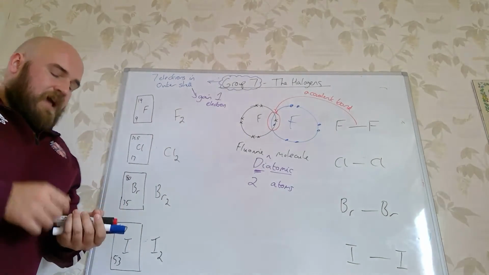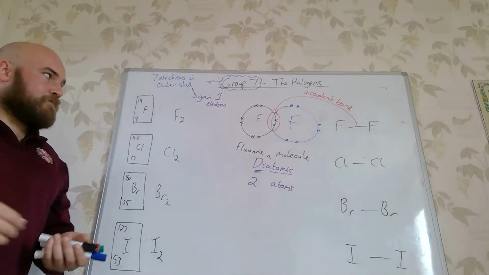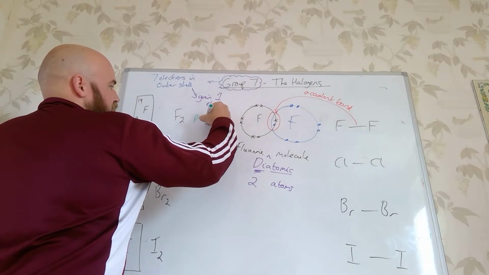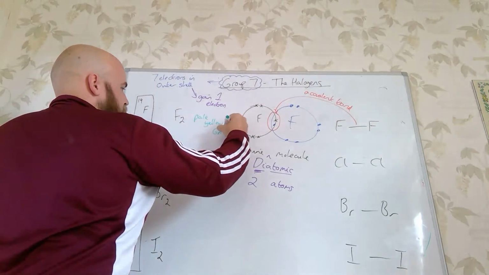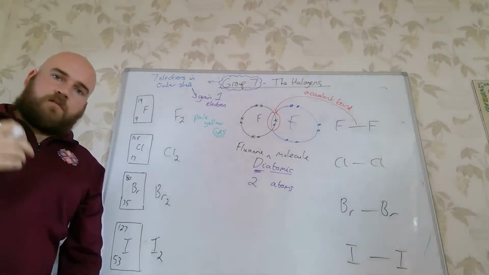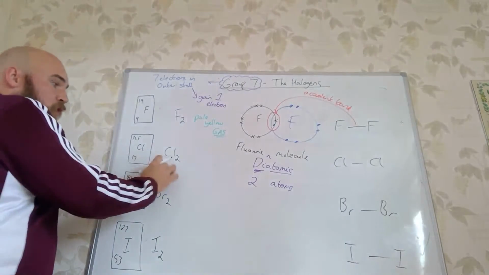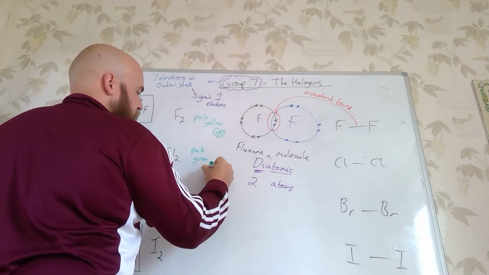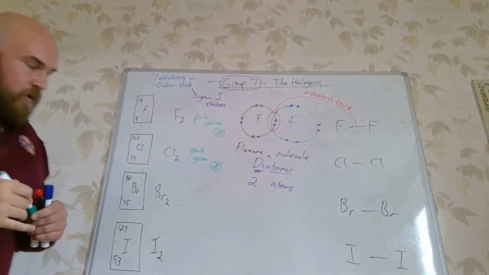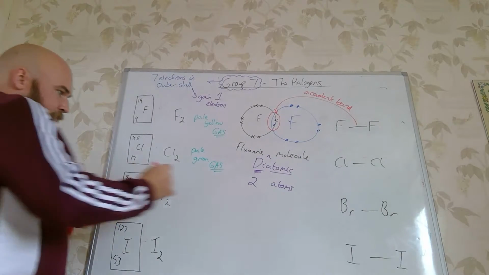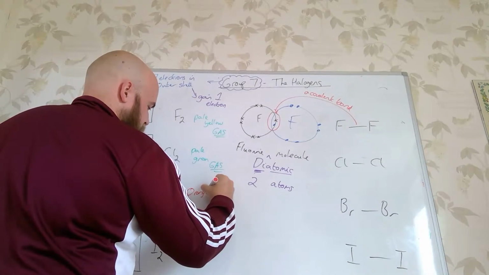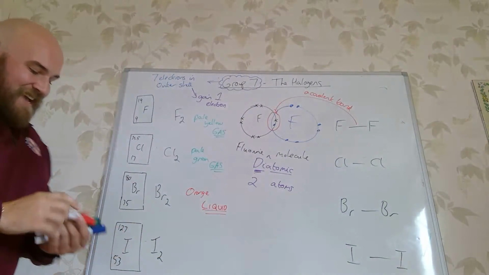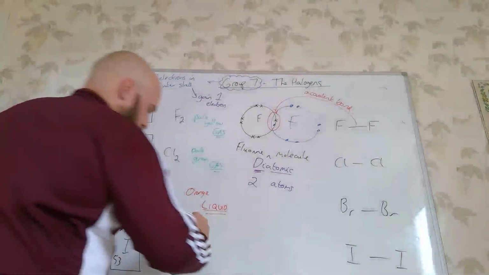Okay then, let's have a look at what they actually look like at room temperature. Fluorine is a pale yellow gas. Chlorine is a pale green gas. And I'm just going to underline the states of matter because that's quite important. Bromine is an orange liquid. And iodine is a black solid.